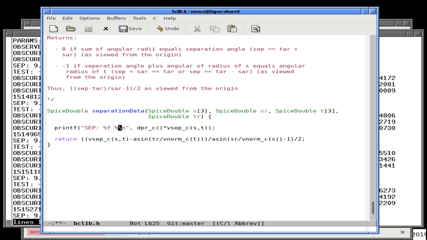And again, I'm going to be a little bit lazy here and not bother to label these because I happen to know what I'm looking for. So I'm looking for the arc sine here. And I think I have one too many parentheses, but that's okay. Vnorm of t. Okay, and we're going to again multiply this by dprc. And then the exact same thing except with s.